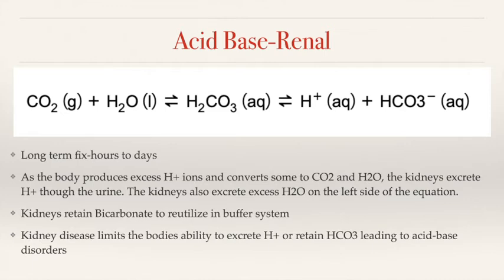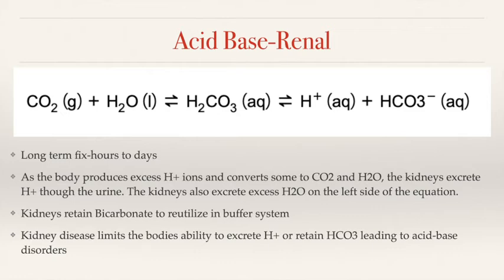Okay, so now we've got the renal system, and the onset for this is hours to days, so this is really a long-term fix. As the body produces excess hydrogen ions, those hydrogen ions are going to be excreted through the urinary system. So the renal system takes those hydrogen ions, combines them with nitrate, and urinates them off, and it retains the HCO3, the carbonate ions, for later use to absorb excess hydrogen ions. Okay, so this is in a healthy renal system.